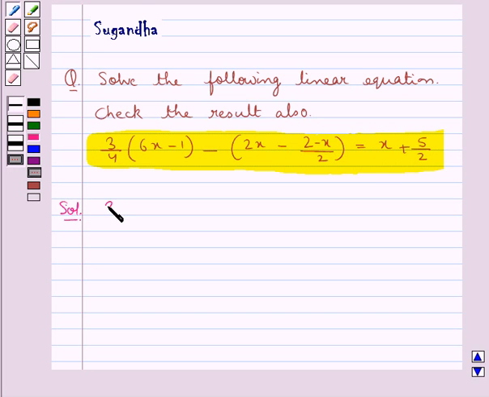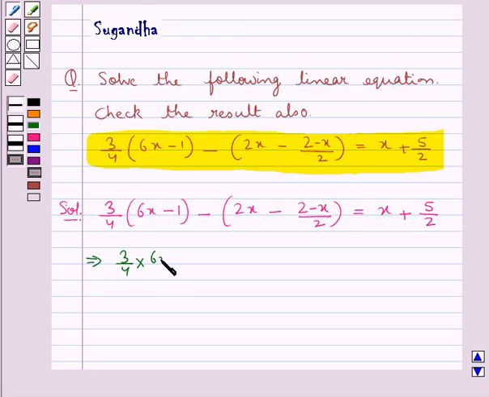The given linear equation is 3 upon 4 into (6x minus 1) minus (2x minus (2 minus x) upon 2) is equal to (x plus 5) upon 2. First, we will remove these brackets. So, we would get 3 upon 4 into 6x plus 3 upon 4 into minus 1 minus 2x plus (2 minus x) upon 2 is equal to (x plus 5) upon 2.